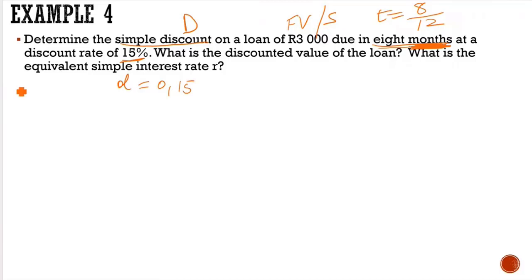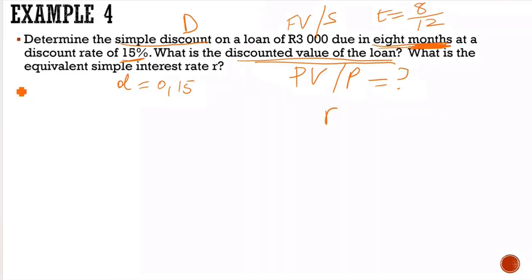Okay, what is a discounted value of a loan? A discounted value of the loan is a present value. These are the keywords that you need to remember. When they are talking about the discounted value, they are talking about the present value. That is another name of a present value, or the principal. So we are asked to calculate this thing.